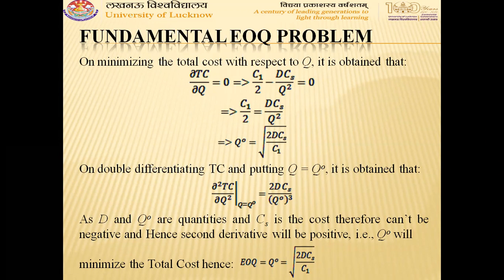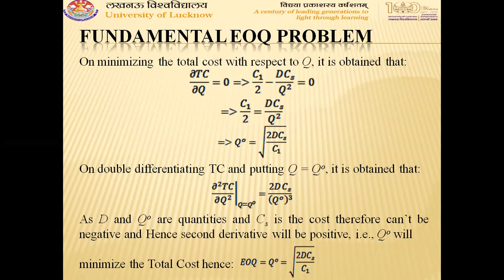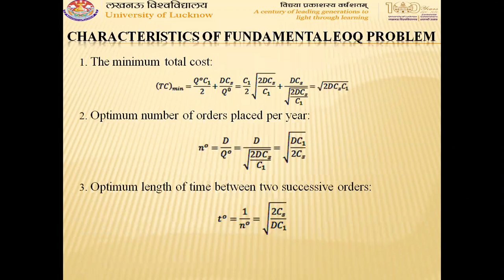Now since D is positive, it is a quantity, CS is a cost, it cannot be negative, and Q naught I have taken with the plus sign, so this square root is positive. So all the quantities are positive, so the cube of Q naught will also be positive, and the value of the second derivative will be greater than 0. That means Q naught minimizes the total cost. So the economic order quantity is root of 2 D CS upon C1.